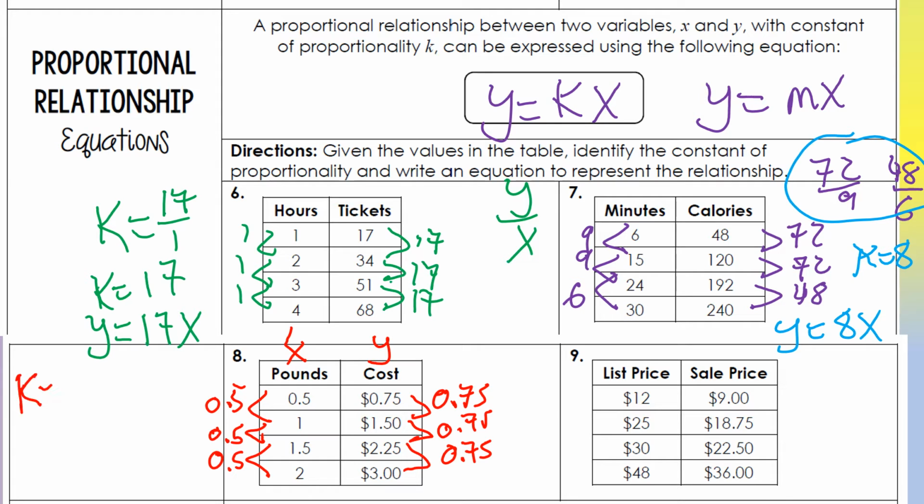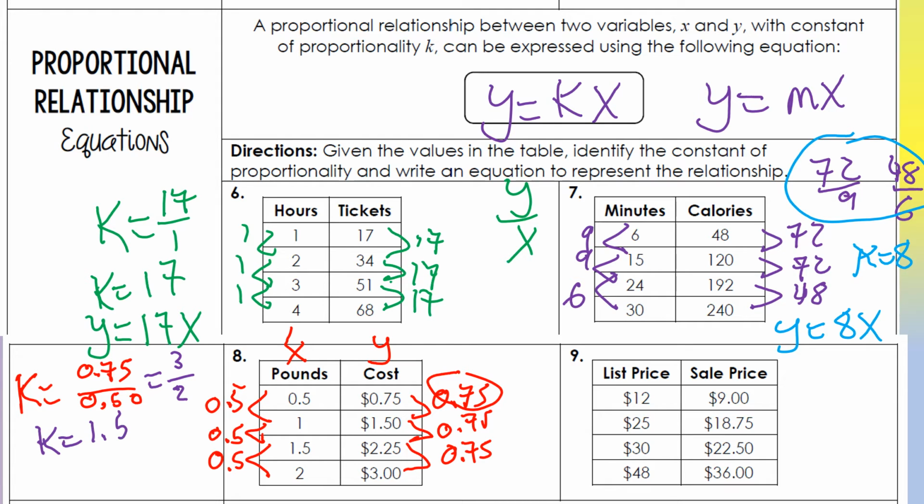K is equal to 0.75 over 0.50. Think about it like this. Can this be simplified? Yes. Both of these are multiples of 0.25. How many quarters do you have if you have 75 cents? 3. How many quarters do you have if you have 50 cents? 2. So this simplifies to 3 halves. Or if you were to divide this on a calculator, 0.75 divided by 0.50 is equal to 1.5.